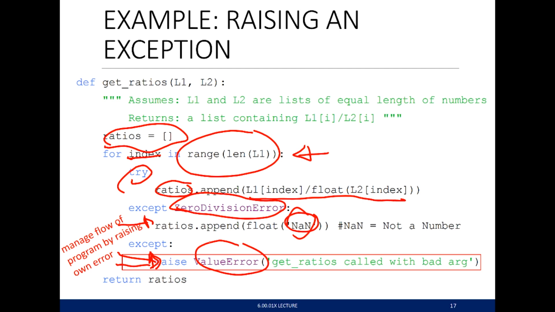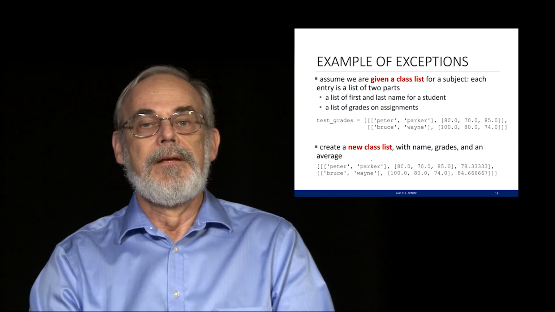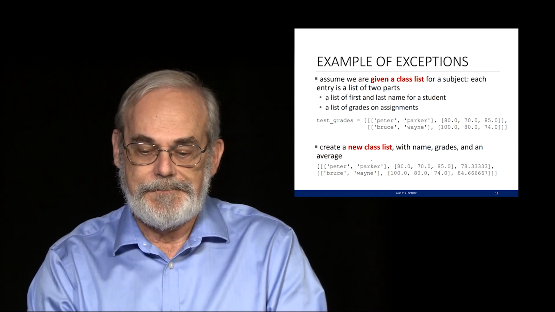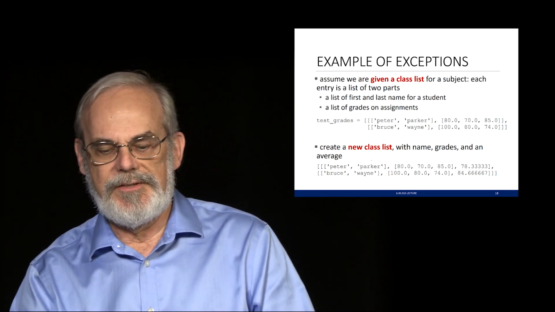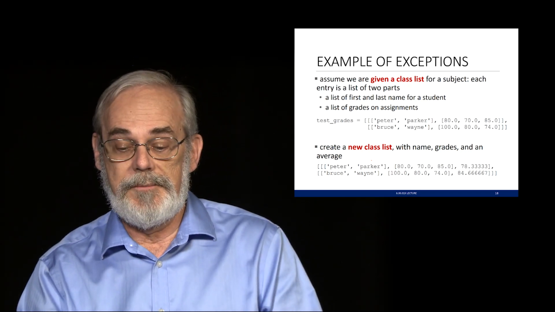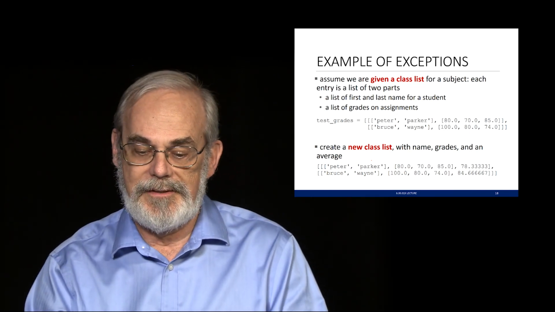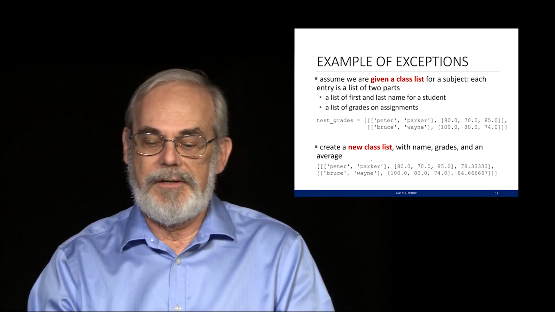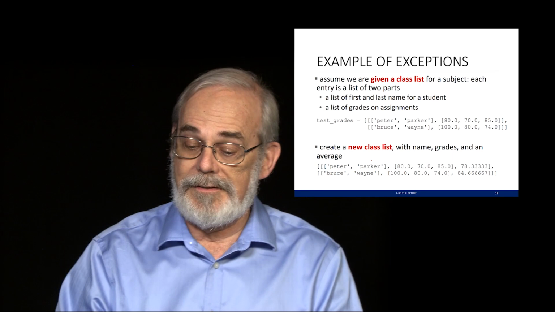So as I said, we're managing the flow of the program by raising our own error here. Let's look at an example where we extend that. Let's assume we're given a class list for a subject. And each entry is, as we did in the earlier part, a list of two things. A list of the name of the student and a list of grades on an assignment, multiple grades for an assignment. So I might have a little example here of test grades for Peter Parker and Bruce Wayne, and they're both doing pretty well in this class.